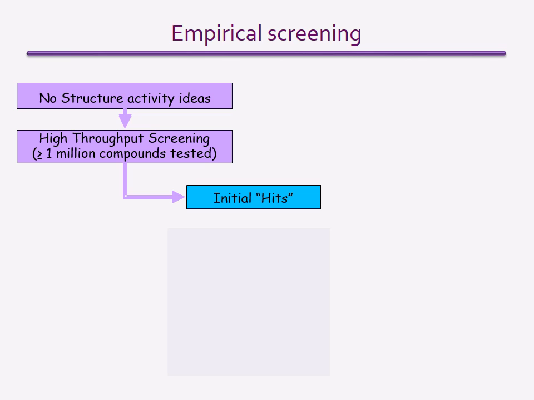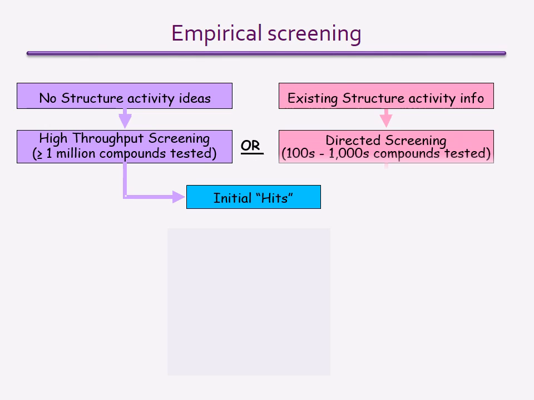Or, if there is some limited structure activity information available, screening will begin with molecular structures that are consistent with the knowledge available. This may still mean screening thousands of compounds to identify initial hits, but there may be enough information available to rule out certain types of structure, even if there is not enough available to narrow the design to particular analogues. The structures of the hits identified from the initial screen will direct the synthesis of new compounds.